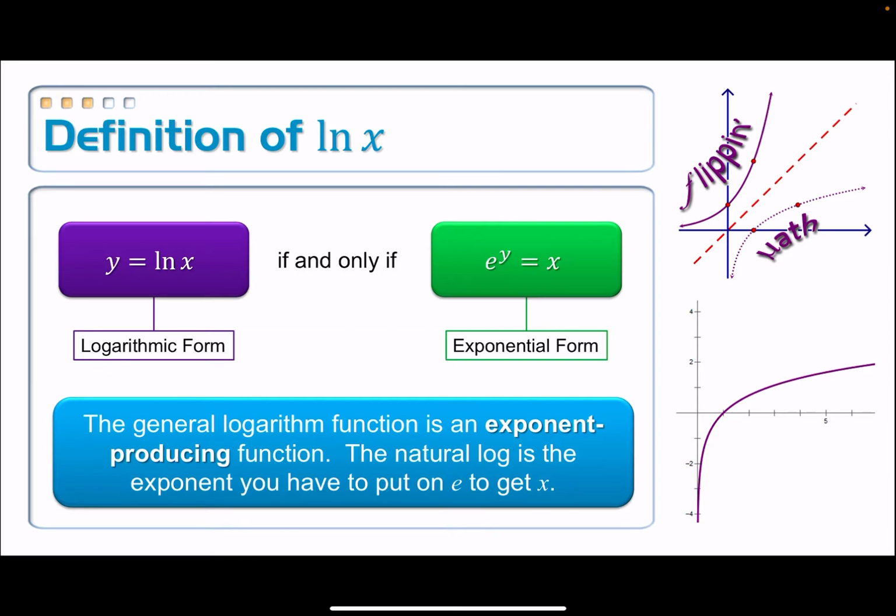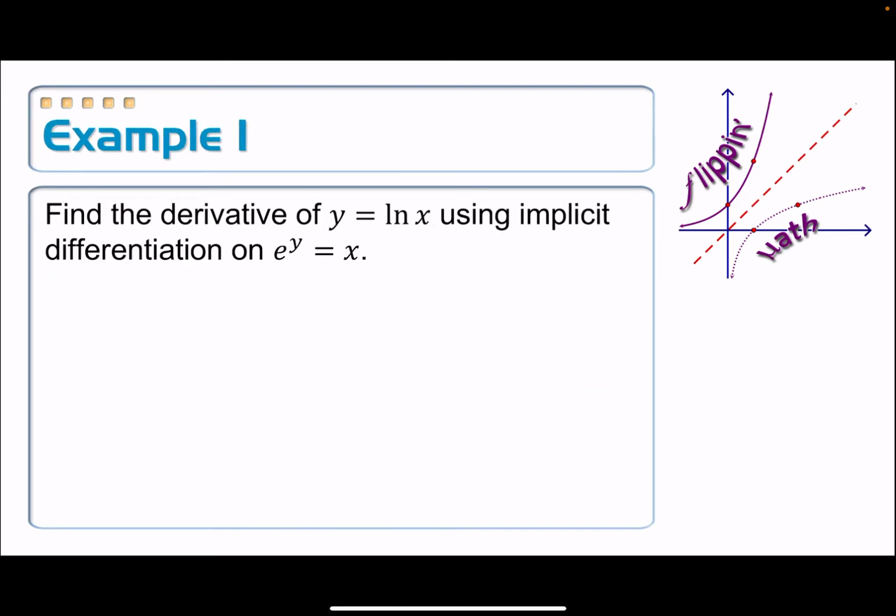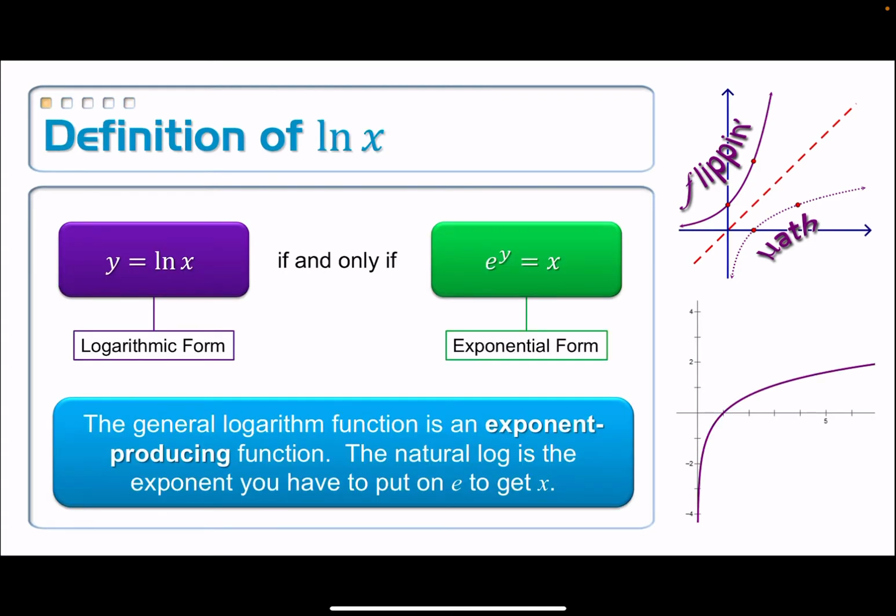Now, since logarithms are inverses of exponentials, they're also exponentials in disguise, so we can use the techniques that we learned in the previous lesson in order to come up with a derivative rule for the natural log of x. And that's what we're going to do right here. Find the derivative of y equals the natural log of x using implicit differentiation on e to the y equals x. We just said that those two things are equivalent to each other.